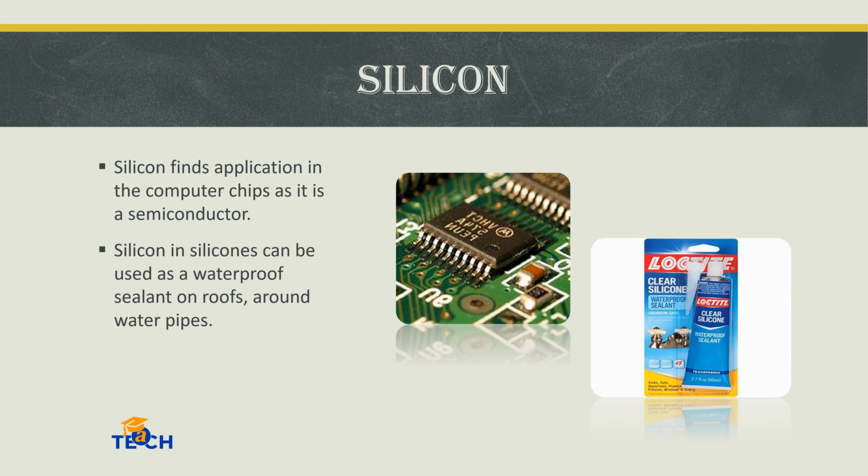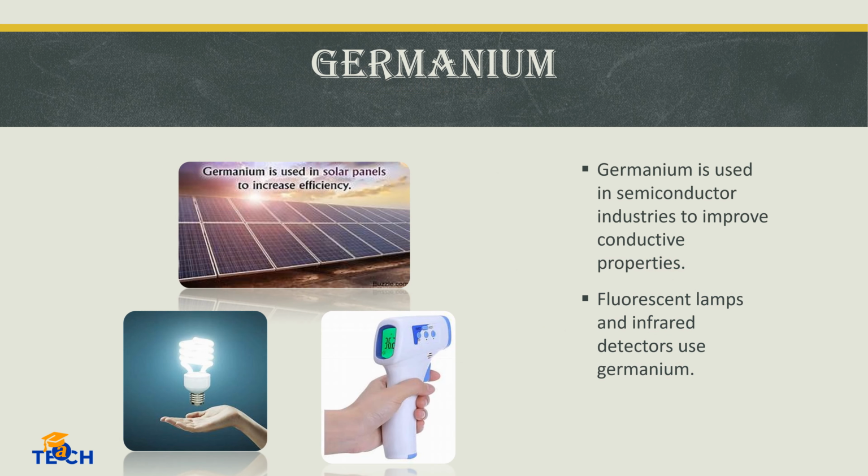Silicon finds application in the computer chips as it is a semiconductor. Silicon in silicones can be used as a waterproof sealant on roofs, around water pipes. It is used in semiconductor industries to improve conductive properties. Fluorescent lamps and infrared detectors use germanium.